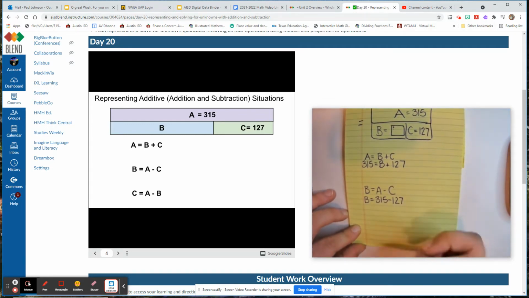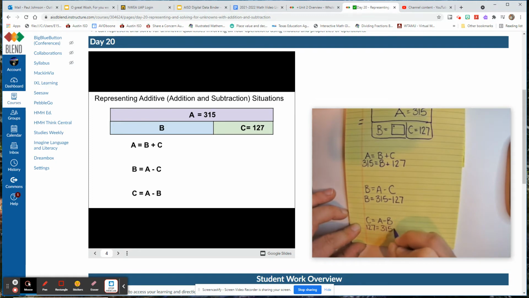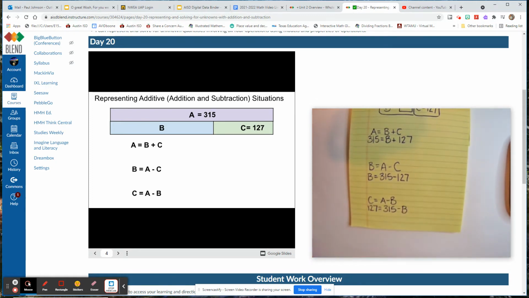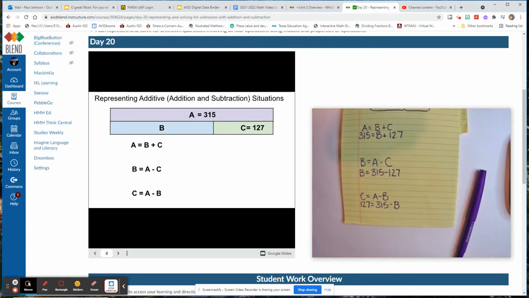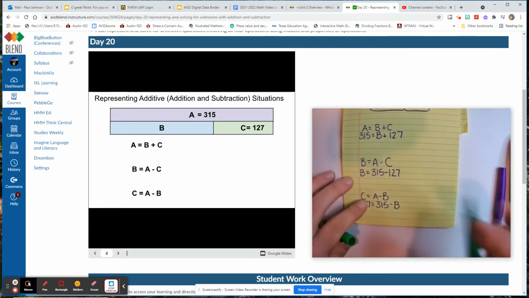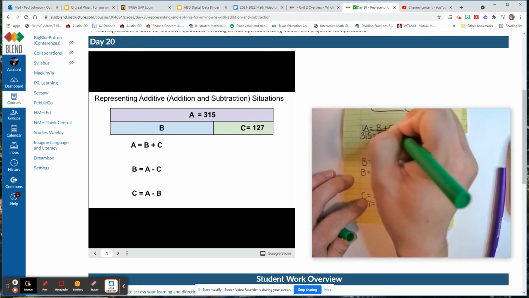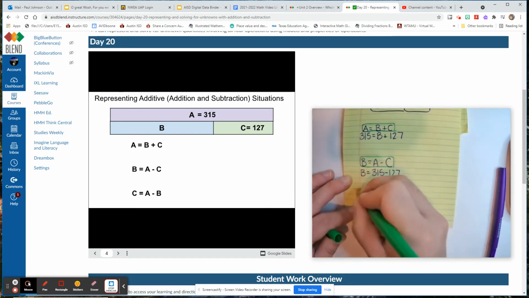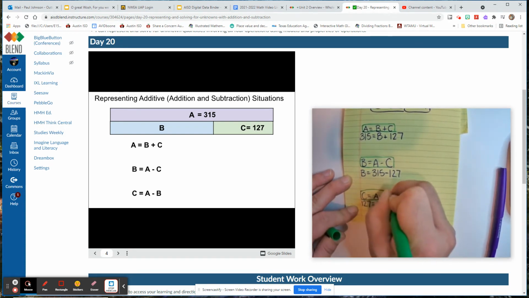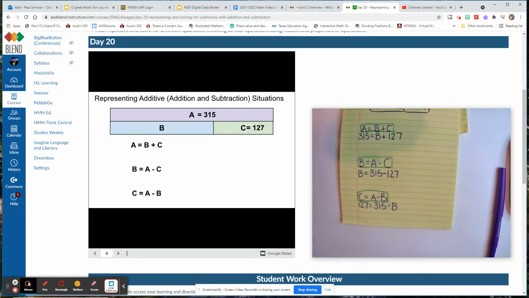All right, so the last one could be C is equal to A minus B, and C in this case is 127. A was 315, and B is our unknown value. So looking at all three of these equations, and also just to help you out, you don't really need to be looking at this part. I just wanted to show you where we were getting our equations from. But those can just basically be invisible now.